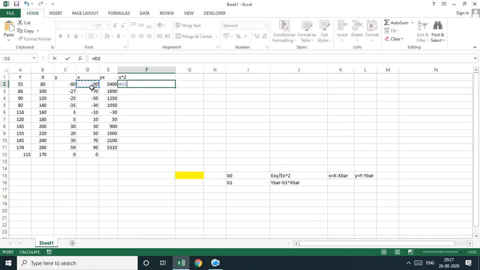So the denominator is always an independent variable. Okay, so just square it. For squaring, you can put the cap symbol, which is there on the number 6. You square it, and you will get these values.